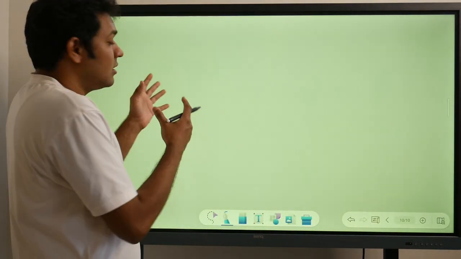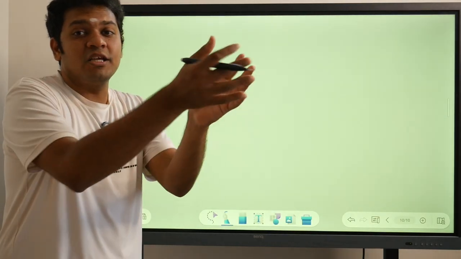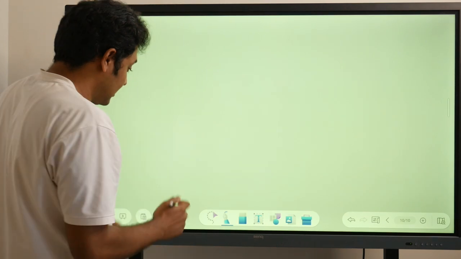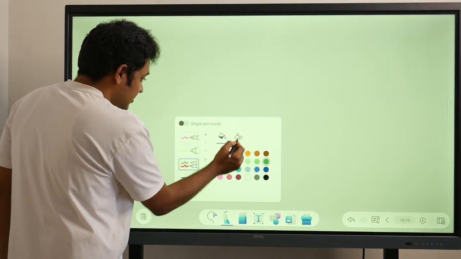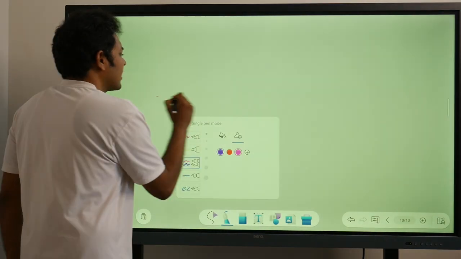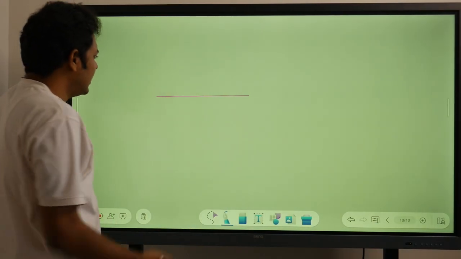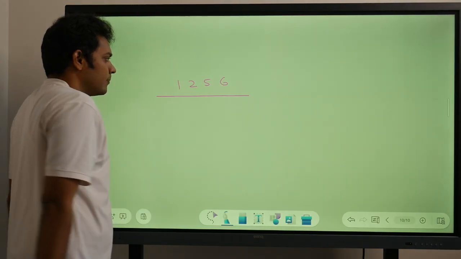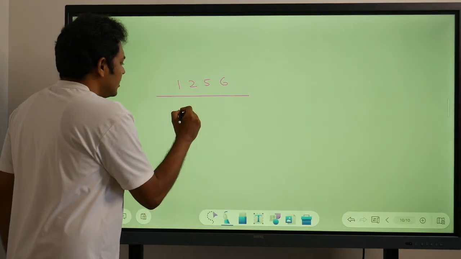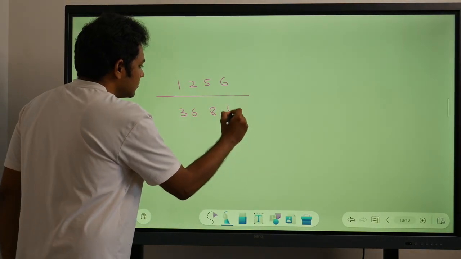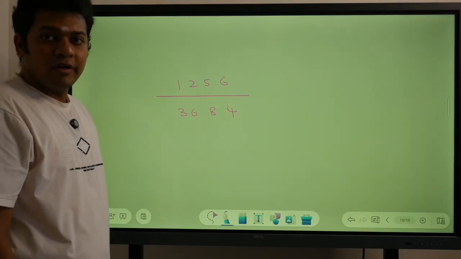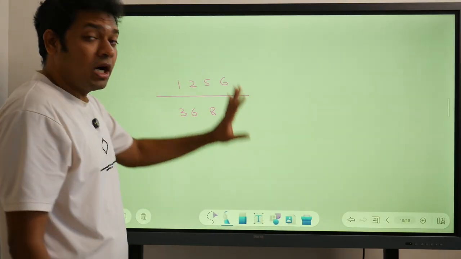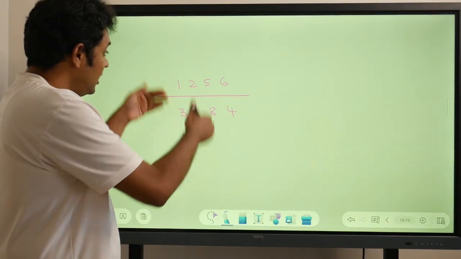Till now we saw percentage of some number. Now if a fraction is given, how to find that approximate percentage? Okay, this is slightly tricky. Say if I'm just giving you some random fraction, let me take any random number, say 1256 divided by 3684. You take the calculator, you will get the exact value. But without a calculator, how can I approximate? I'll tell you this step by step.